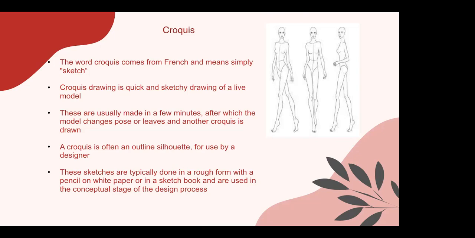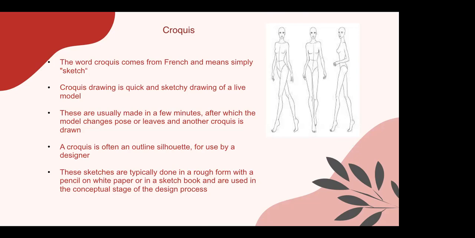So you can see how a girl is standing, you just make it and the model is at ease, and then you can just complete it with the fabrics or garment you just want to use. Then you can do it all yourself. These are usually made in a few minutes, after which the model changes pose or leans and another croquis is drawn. So if we have one model who's standing in 3 different poses, we will just quickly sketch the croquis of a model standing in 3 different poses, and then we'll be using those croquis to make our final illustrations.